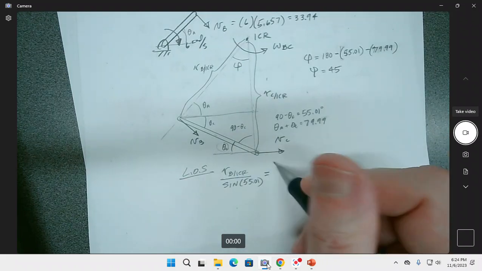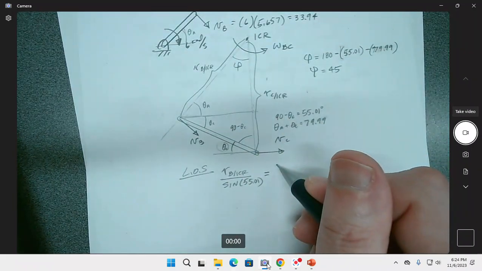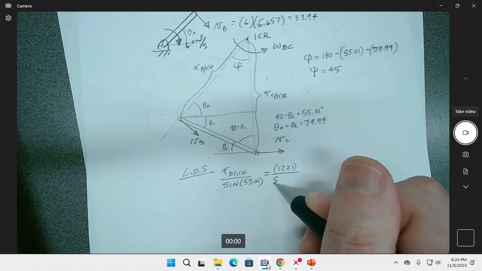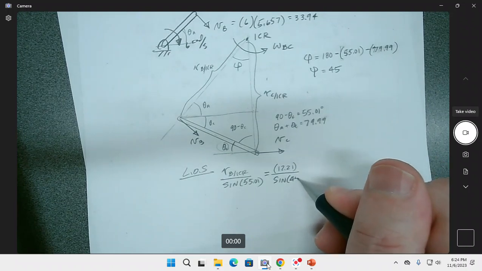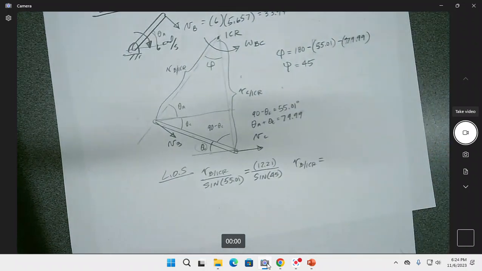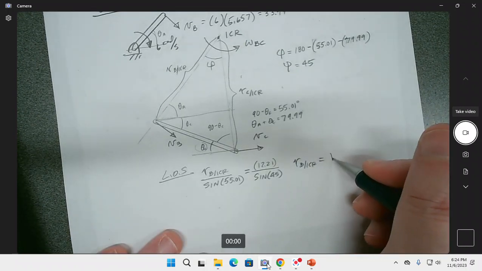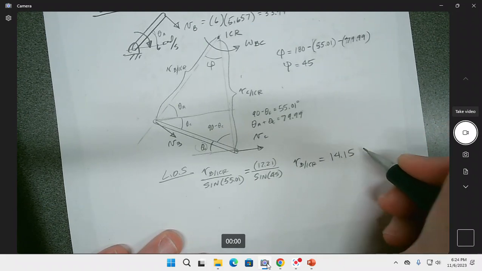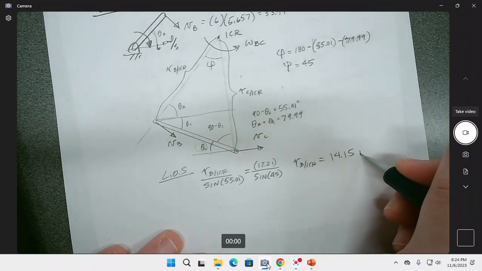And that's going to be equal to this length right here, which I had up above as 12.21, divided by the sine of 45. So I find RB with respect to ICR: 12.21, 45 sine divided, and then multiply by 55.01 sine, boom, I get 14.145. And these are inches, right?